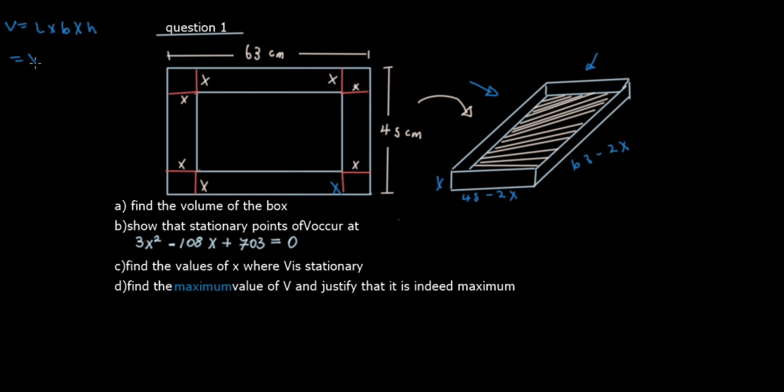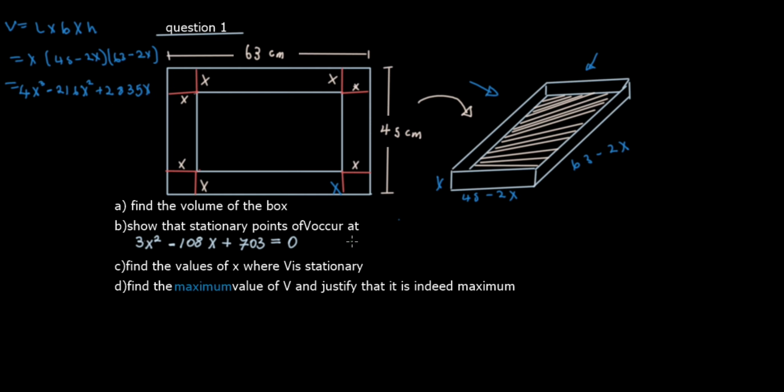The H could be our x, base could be the 45 minus 2x, 63 minus 2x. Now I can try to simplify it. So when you are trying to simplify, you find out this will be the answer. That will be the volume in terms of x.